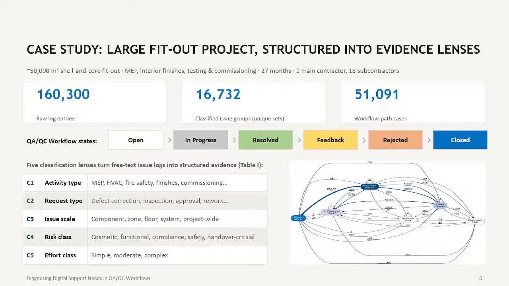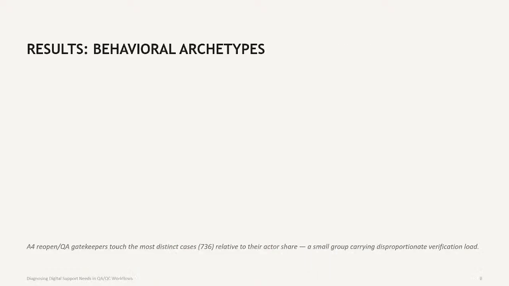Based on this collected data, we created some graphs and classified those workflow paths into 5 categories: activity type, request type, issue scale, risk classes, and effort classes. Based on that, we also figured out so-called actors. Even though this data was fully anonymized, and we didn't know who is doing what or which person stands behind which event, we thought initially it was not good. We should better know the job description of the exact person.